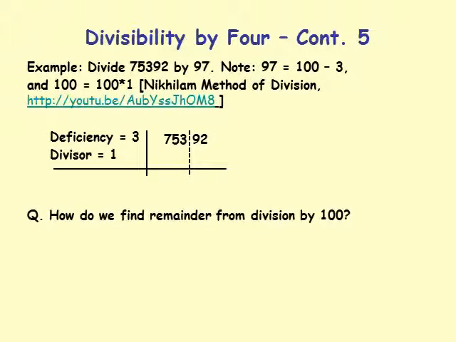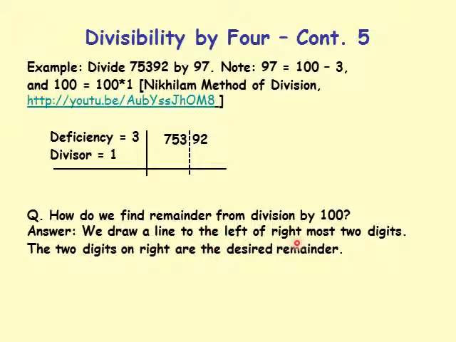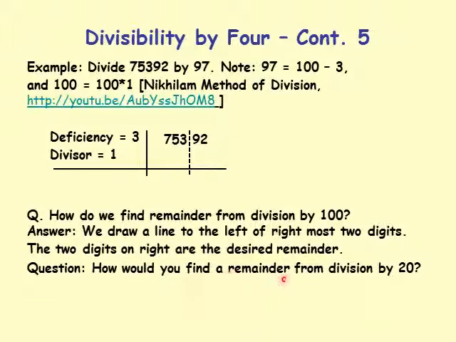Now how do you find the remainder from division by 100? We draw a line to the left of the rightmost 2 digits. The 2 digits on the right are the desired remainder, which would be less than 100. How would you find the remainder from division by 20? First, 100 was a base number, so straightforward. We draw a line to the left of 2 digits, since there are 2 zeros in 100.